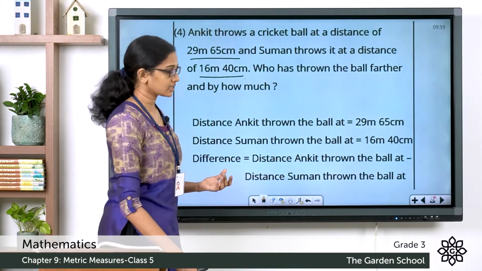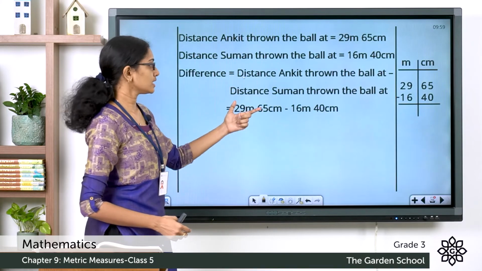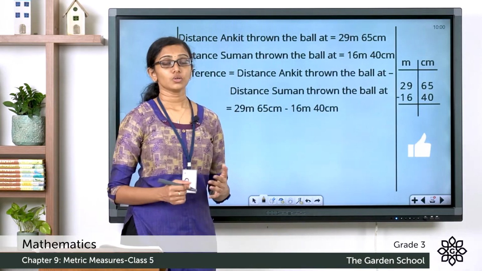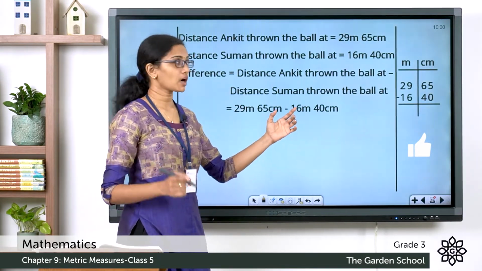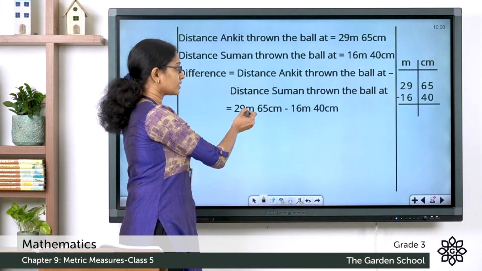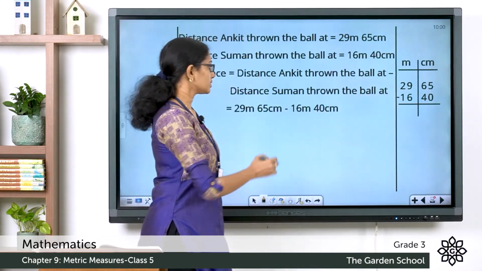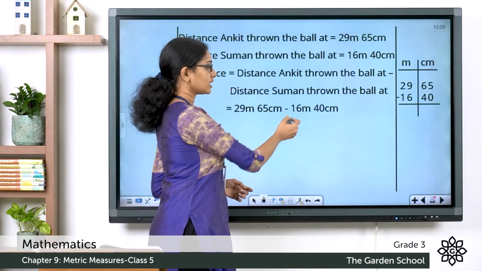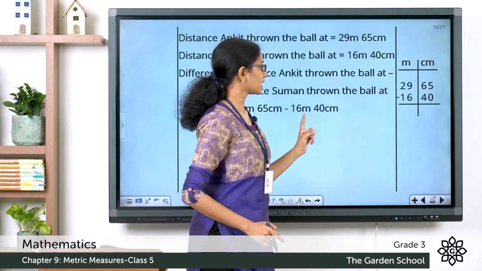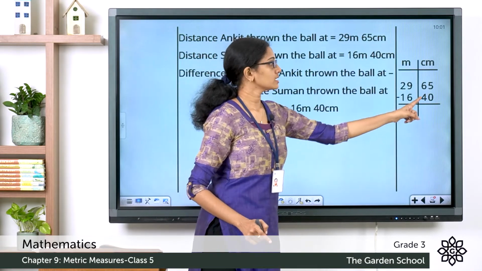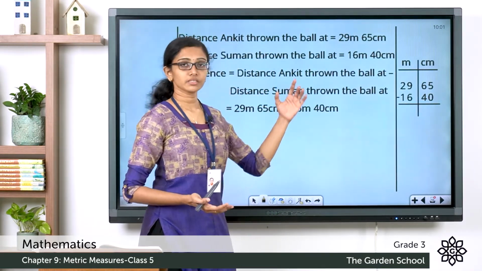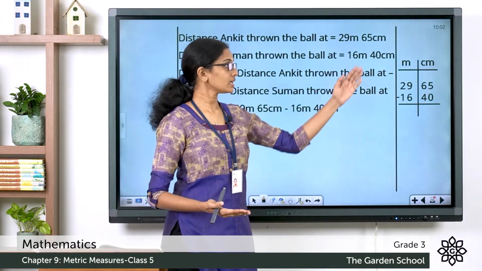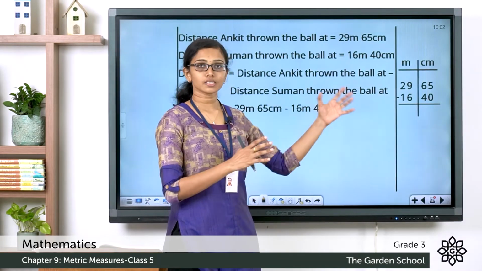So substituting the measurements, we get 29 meter 65 centimeter minus 16 meter 40 centimeter. We have written the given measurements in proper columns of unit. 29 meter goes in the meter column, 65 centimeter goes in the centimeter column. Then 16 meter goes in the meter column and 40 centimeters goes in the centimeter column. So, what is the next step? Subtracting the measurements. Where do we start? We start subtracting the smaller units first. So, let's begin with the centimeter column.